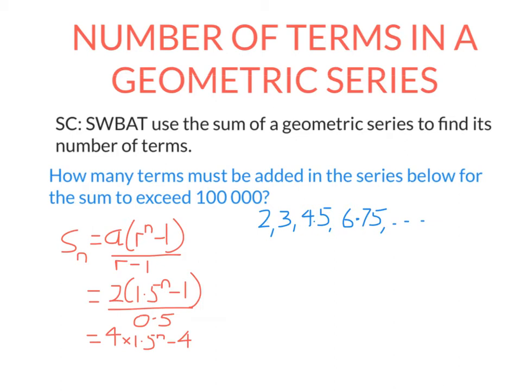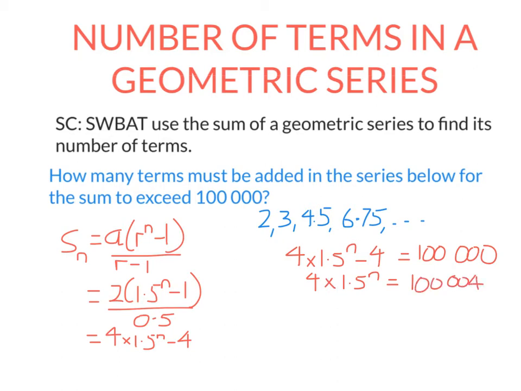So what I want is 4 times 1.5 to the power of n minus 4. I want to know when that's equal to 100,000. So let's look at solving this equation. Well, I'm going to first add 4 to both sides. So you get 1.5 to the power of n times 4 is equal to 100,004. And then I divide each side by 4. So I get 1.5 to the power of n is equal to 25,001. So this is another exponential equation that needs solving.